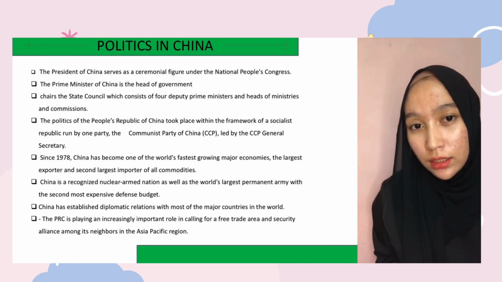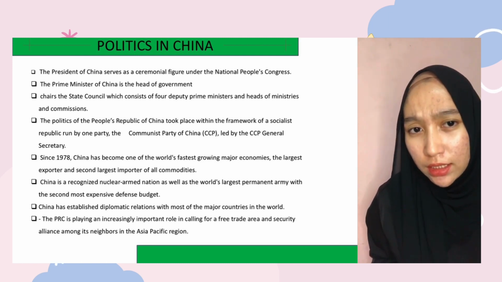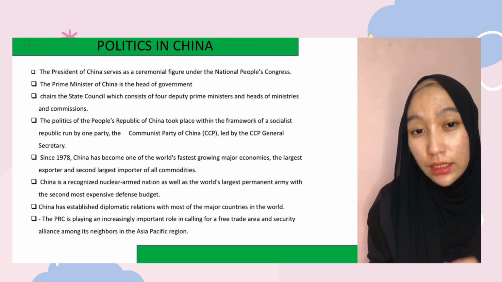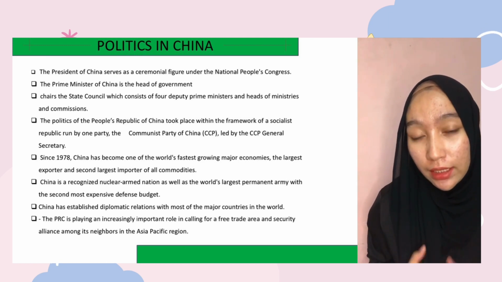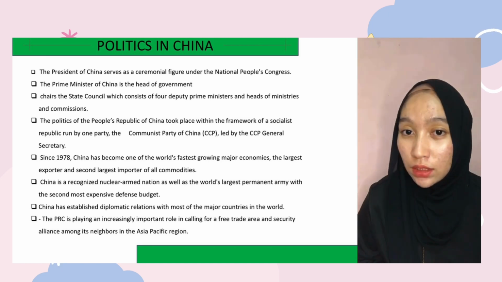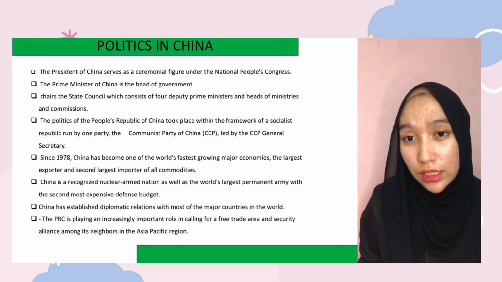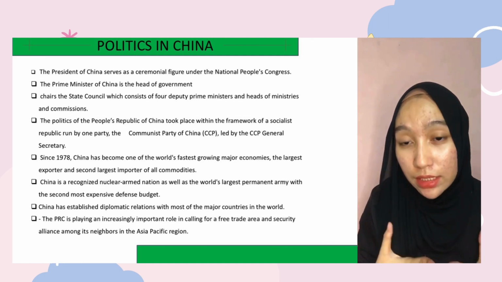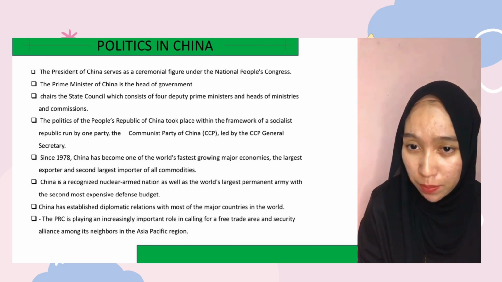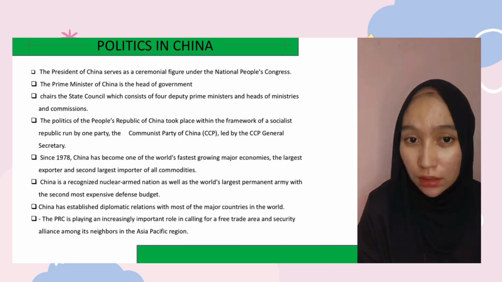In 1978, China became one of the world's fastest growing major economies and the largest exporter and second largest importer of commodities. China is also recognized as a nuclear-armed nation as well as having the world's largest standing army with the second most expensive defense budget.